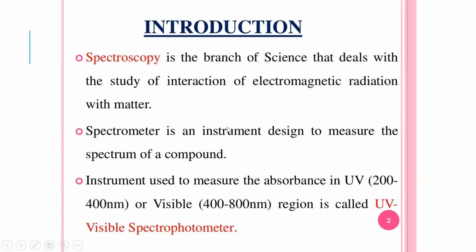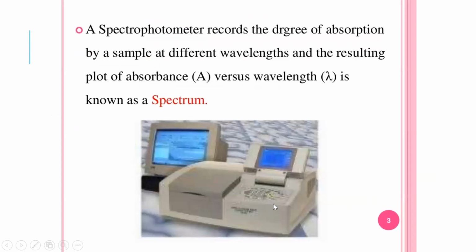Next part is instrumentation. The instrument which is used to measure the absorbance in the UV or visible region is known as a UV visible spectrophotometer. So what is a spectrum? If you plot a graph between absorbance and wavelength, then that is known as the spectrum. Here wavelength is taken on the x-axis and absorbance on the y-axis. The resulting graph is known as the spectrum.